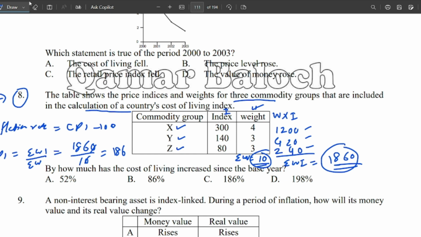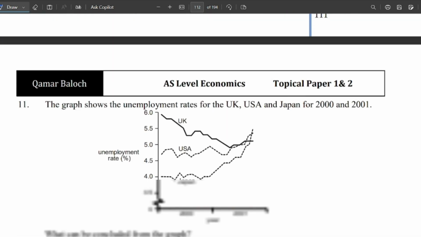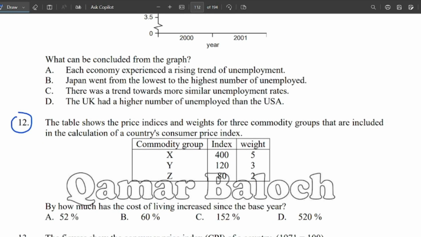Now we can put this value into the main formula. So 186 minus 100 is equal to 86%. Rate of inflation is always calculated in percentage. So 86% is the correct answer to this question. I believe you understand this topic, this question, and I can move on to one more question as well, so that you get a clear idea on this question.